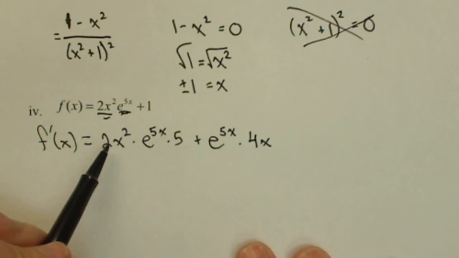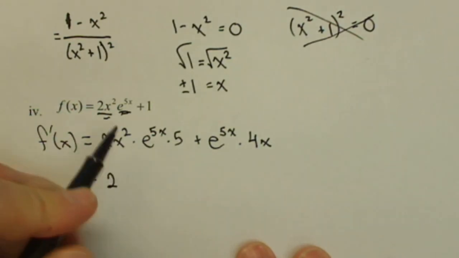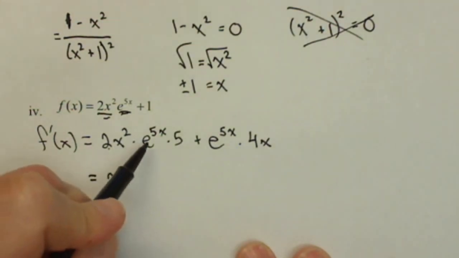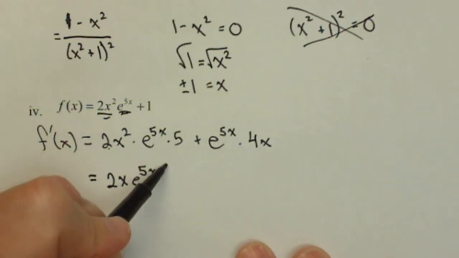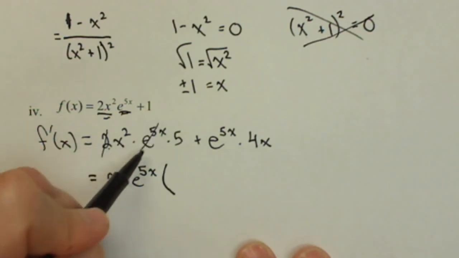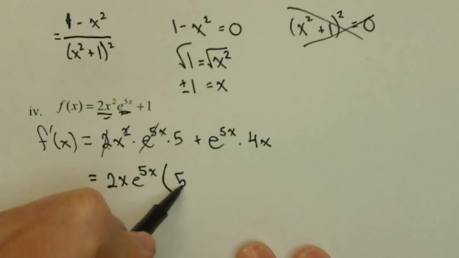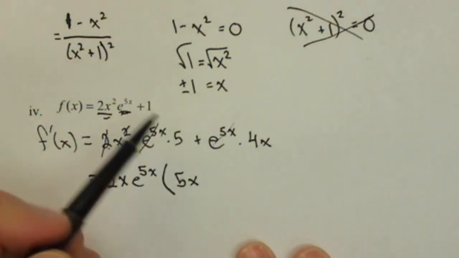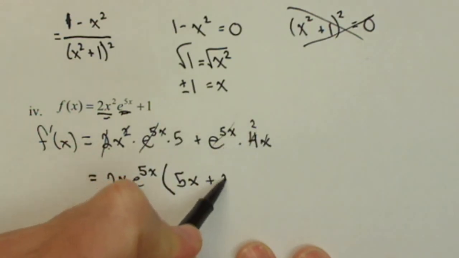So if I look for common terms, I've got a 2 here and a factor of 2 here, so I'm going to pull a 2 out of both. I can pull 1x out of both. And I can pull an e to the 5x out of both. So let's see what that leaves. We pulled the 2 out, we pulled the e to the 5x out, and we pulled one of the x's out. So that leaves us with a 5x here. Over here we pulled the e to the 5x out, we pulled a 2 out, and we pulled an x out. So plus 2.